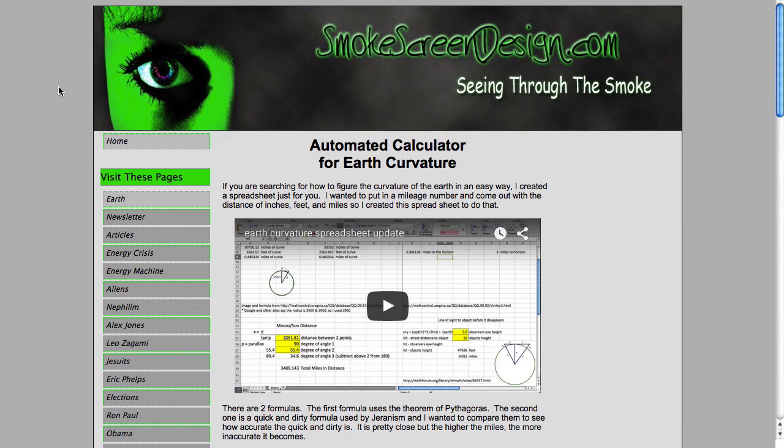Today we've got something interesting to discuss, something that's going to be intriguing, and I want to get people's feedback and thoughts on it. We're going to talk about sea level.